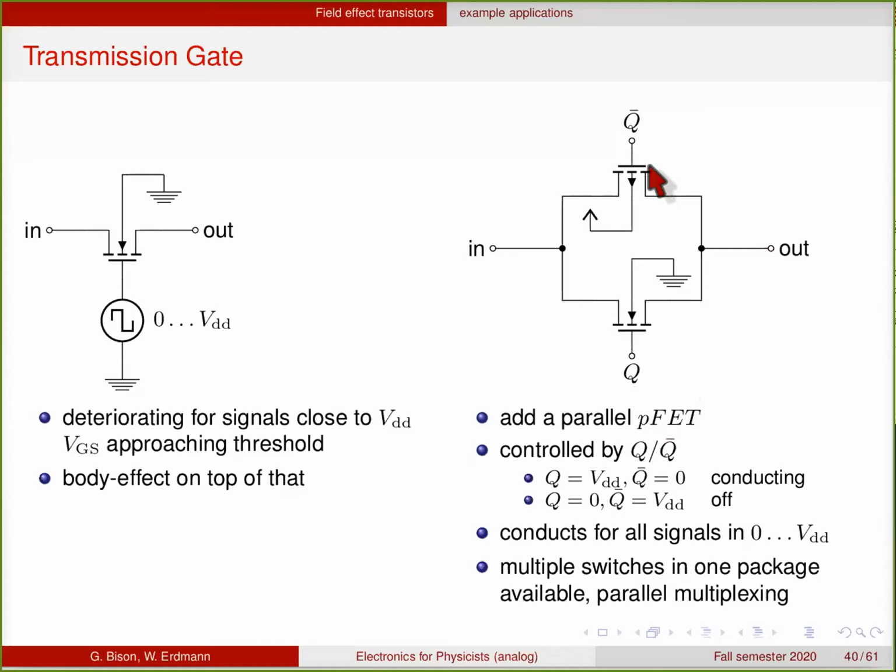this shows exactly the opposite behavior. The PFET will conduct better when input and output are close to this positive supply rail. So the combination then gives you good conductance all the way through. So this is called a transmission gate, and can be used like a relay, or sometimes called a solid state relay. These you can, for instance, buy packaged with multiple such switches in one package for parallel multiplexing.